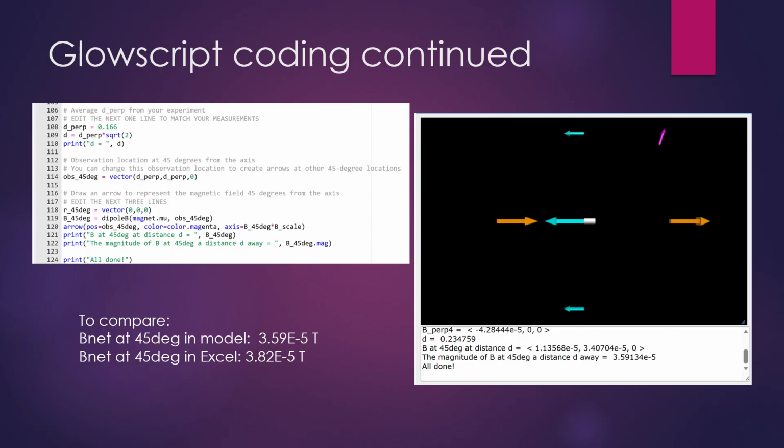All right, and this brings us to the end of our coding. We can see on the left side up here is where I added in the perpendicular distance, and that's the only thing I had to change down here. And then on the right side of the screen, we can see the resulting visualization, as well as the big important number answers that we were looking for.